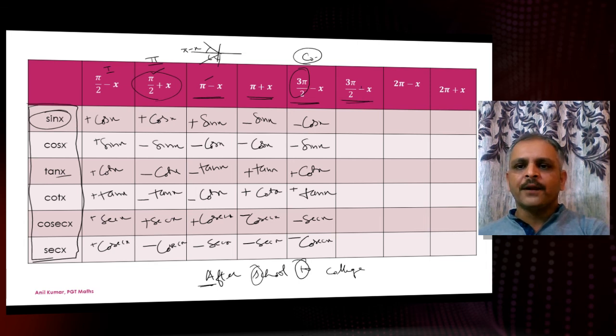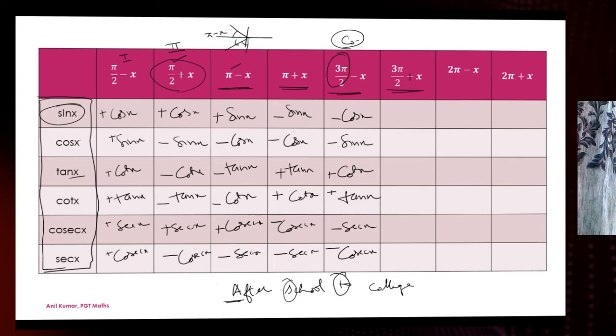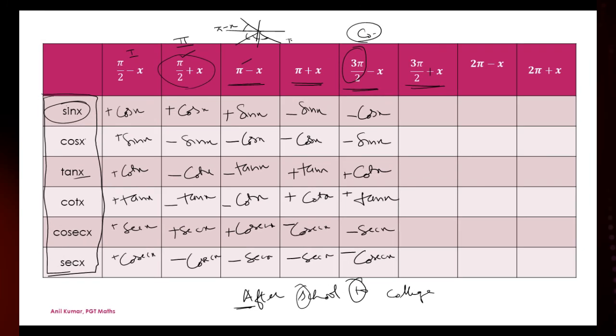3 pi by 2 plus x then. Plus x means 3 pi by 2 plus x. We are now in the quadrant number 4. In the fourth quadrant, cos and secant will be positive. So cos will be positive and secant will be positive. But the remaining 4 will be negative. 3 pi by 2. So apply cofactor, that sine into cos, cos into sine, tan into cot, cot into tan. Similarly, cosecant into secant x and secant into cosecant x.